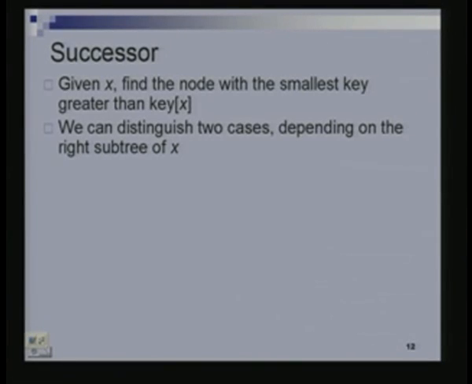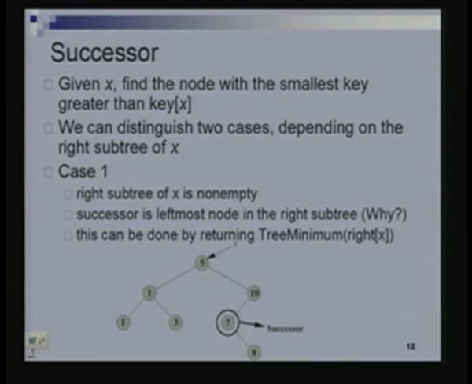Okay, let's see. So there are two cases. All of you are saying that we'll go into the right subtree and find the minimum. So the two cases are: either there is a right subtree or there is no right subtree. If there is no right subtree, then the successor can still exist in the tree, can't it? So there are two cases really. Case one is when the right subtree of x is non-empty. There is something in the right subtree.